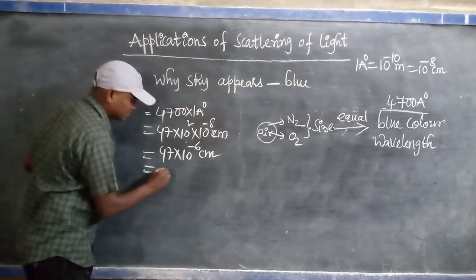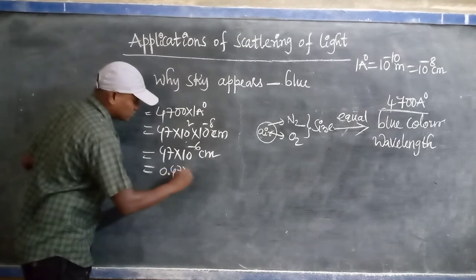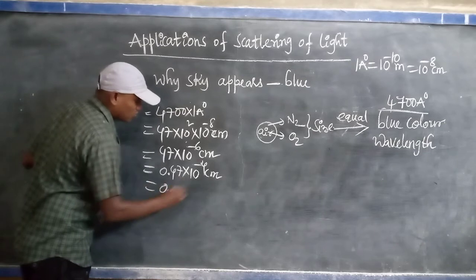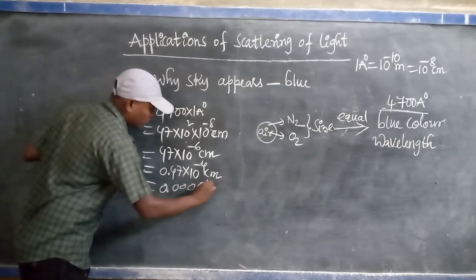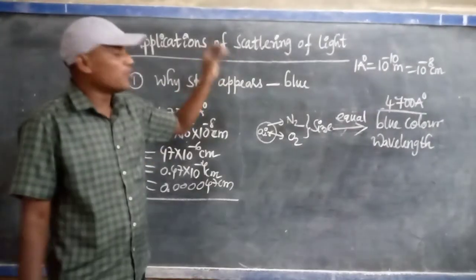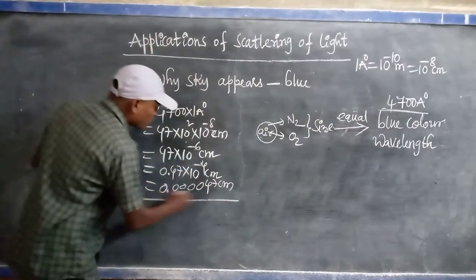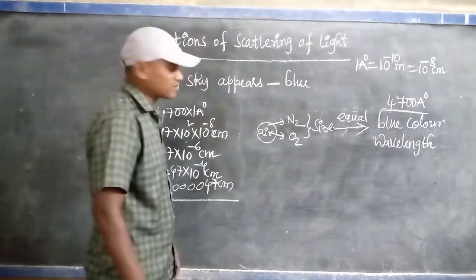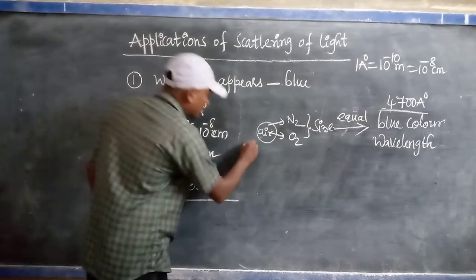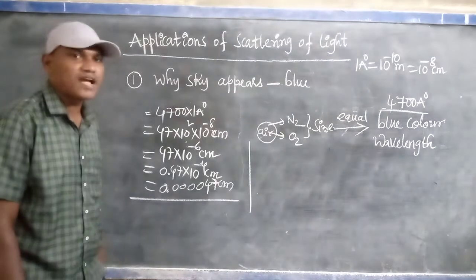Then you can write 47 into 10 power minus 4 centimeter. So the wavelength of blue light converted into centimeters, what is this value? About 0.4047 centimeter, which is very small. It is just approximate, for your understanding. What is the size of these colors? That is what I said in the concept of scattering of light.